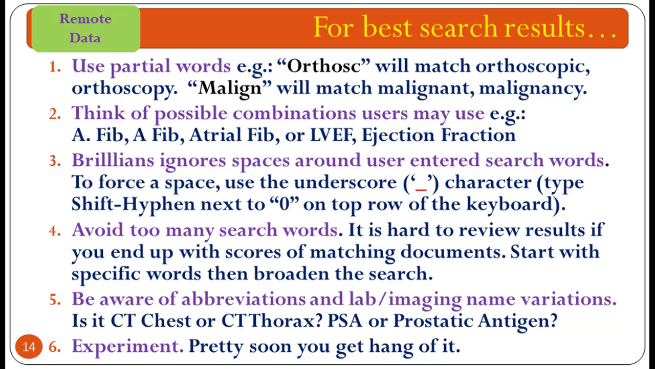3. Brillians ignores spaces around user-entered search words. To force a space, use the underscore character, that is, type Shift and the key next to 0 on the top row of the keyboard. 4. Avoid too many search words. It is hard to review results if you end up with scores of matching documents. Start with a few specific words, then broaden the search, if needed.